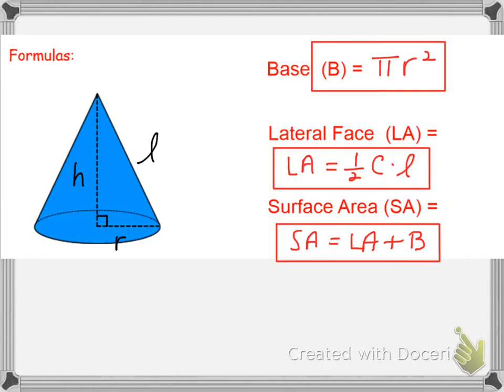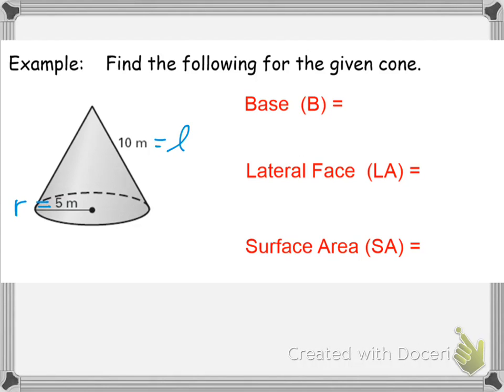Okay, let's try some examples. Here's the first one. Now with every picture that you have, I would highly encourage you to label what information you have in the picture. So for example, for this one, your radius is 5 meters and the 10 meters is for the slant height. Notice how it's on the outside edge of your cone, not on the inside, so that's indicating that it's your L or your slant height.